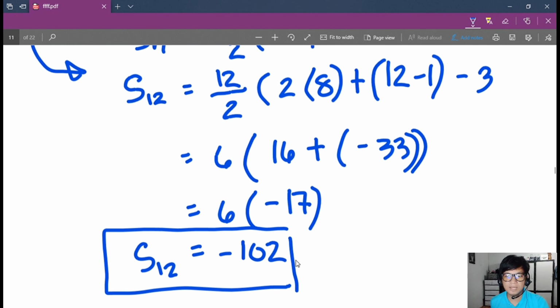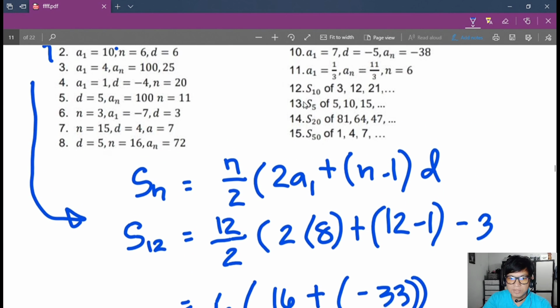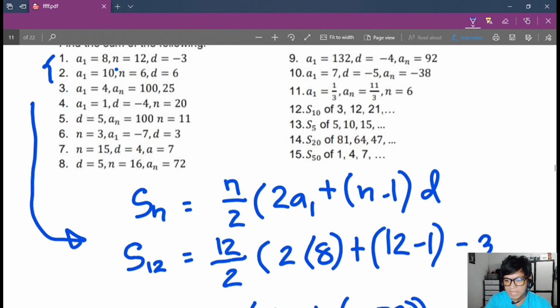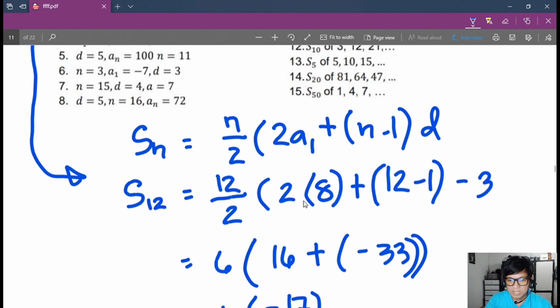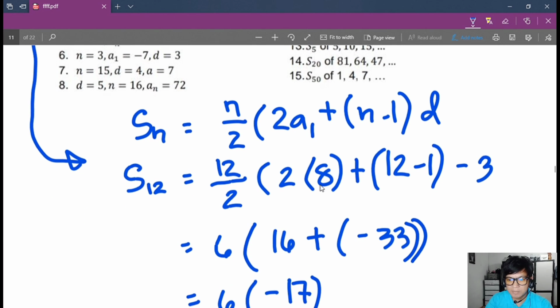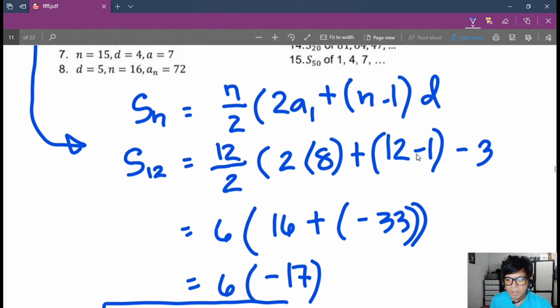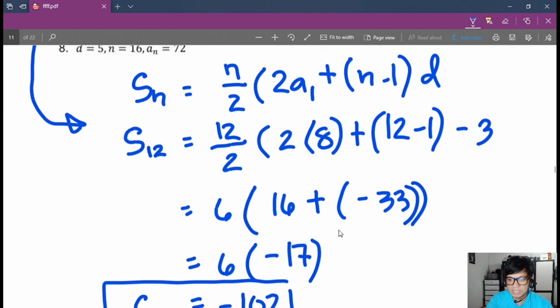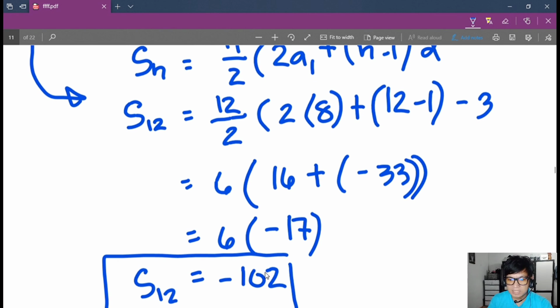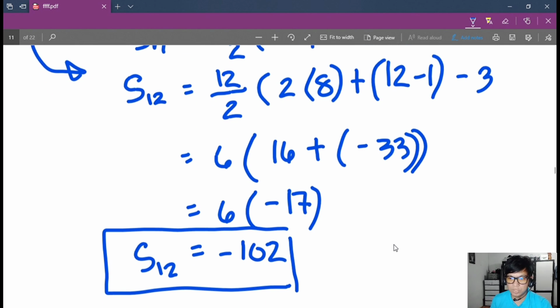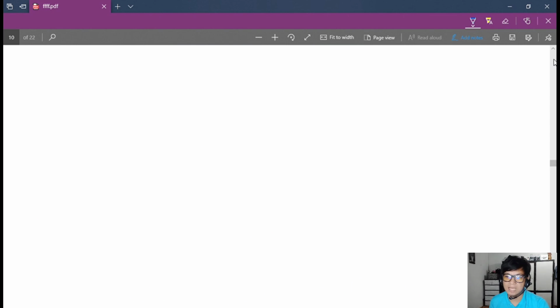Tama ba? Review na natin. Ito yung n natin 12. So, lahat ng n dito pinalitan na ng 12. Our first term is 8 kanina. Tapos, common difference natin is negative 3. Tama. So, simplify na natin. 12 divided by 2 is 6. Ito, 2 times 8 is 16. 12 minus 1 is 11 times negative 3 is negative 33. 16 plus negative 33 is negative 17. And negative 17 times 6 is negative 102. So, ito yung sum.